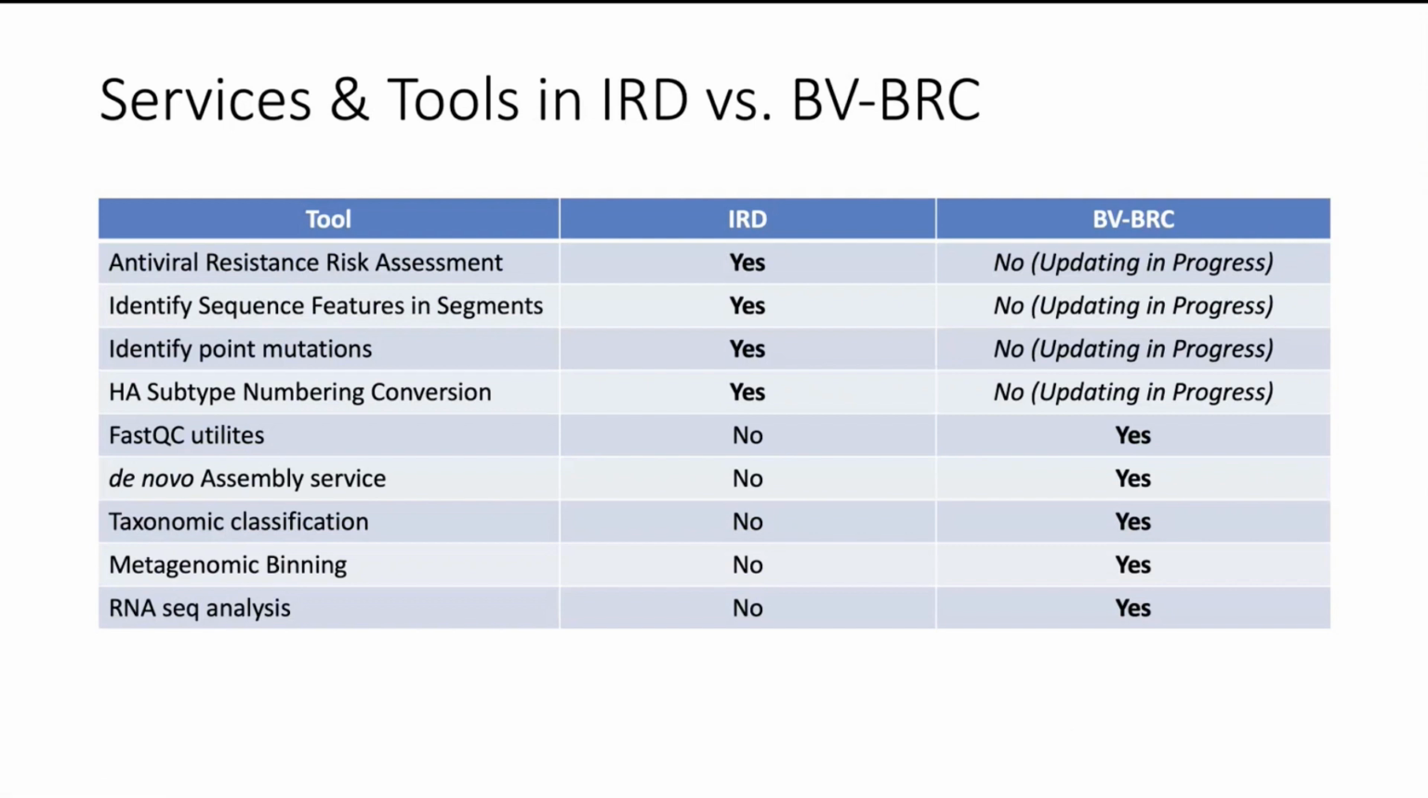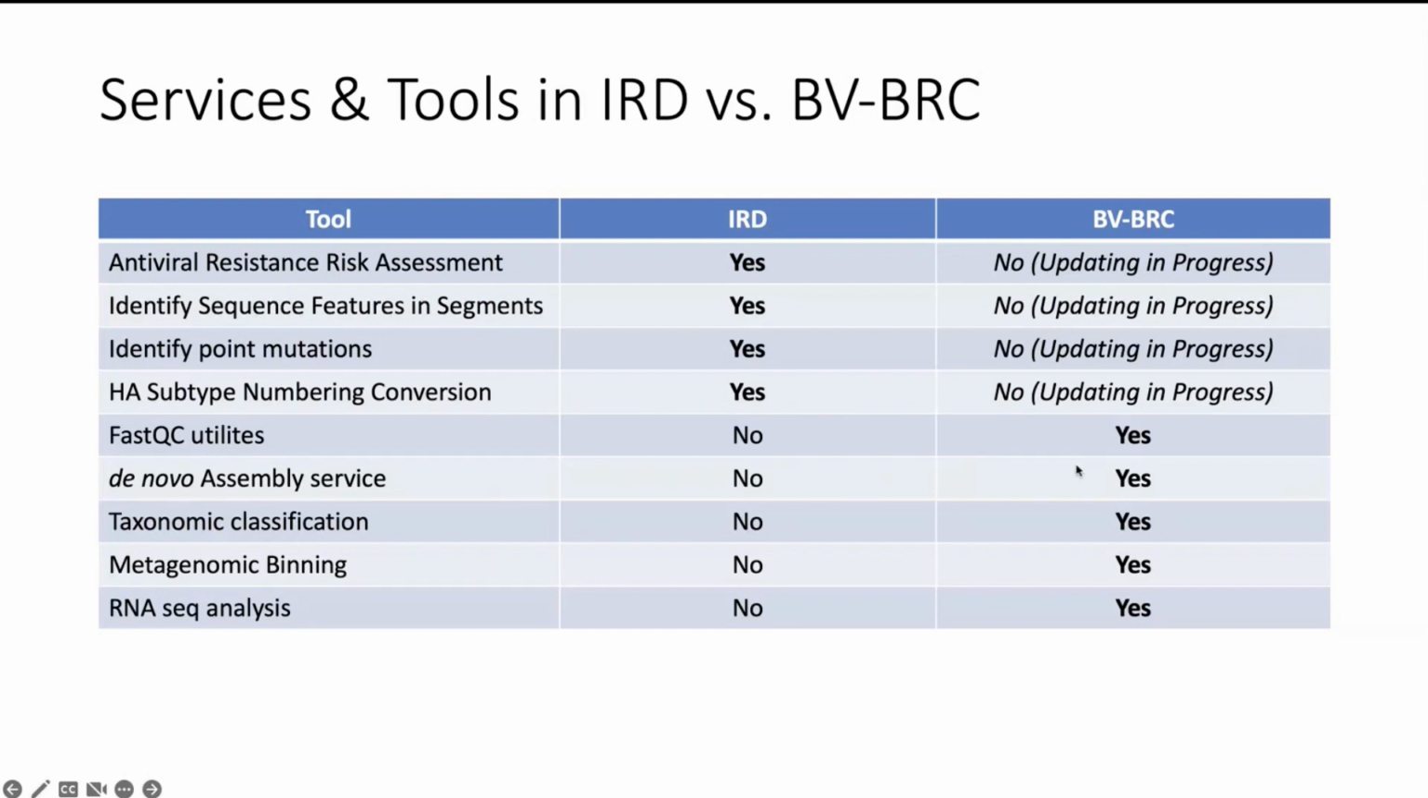And so now this table summarizes what has not been migrated from IRD. And that includes the antiviral risk assessment, the identification of sequence features and segments, looking for specific point mutations, and the HA subtype numbering conversion. Those have not yet been migrated from IRD, but we are updating them, and we do plan on having them there soon, and we will not shut down the IRD website before they are.